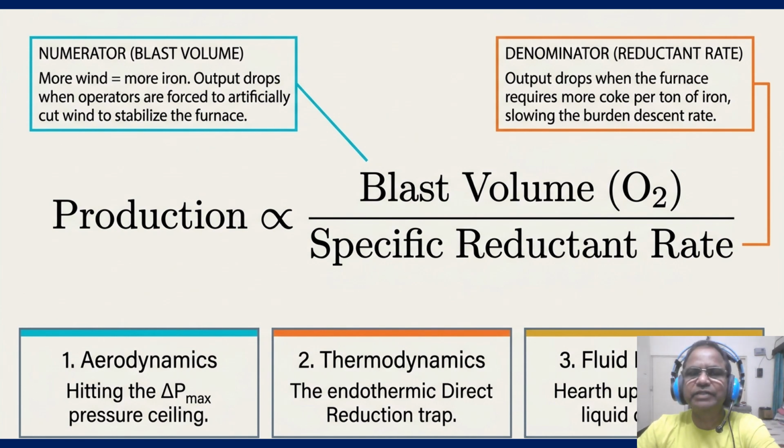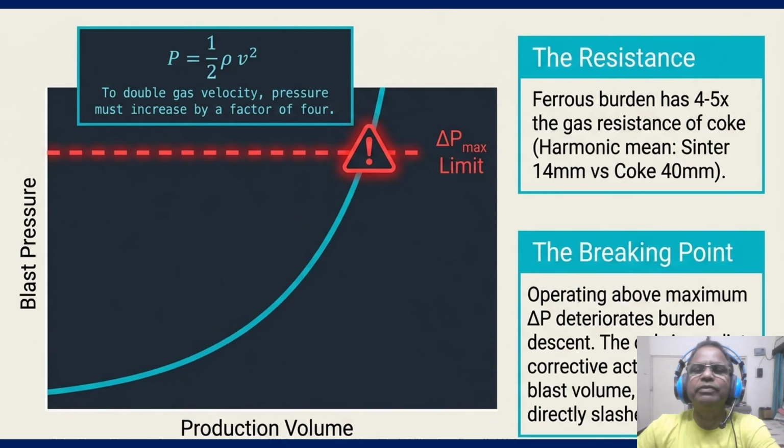The most immediate gate we hit is the physical limit of the gas velocity, known as the aerodynamic breaking point. So let's look at the physics of the breaking point. On the left, the graph shows the blast pressure curving sharply upward against the production volume. There is a red dashed line that is your limit. Above this, the furnace is no longer stable. To double your gas velocity, your pressure must increase by a factor of 4.